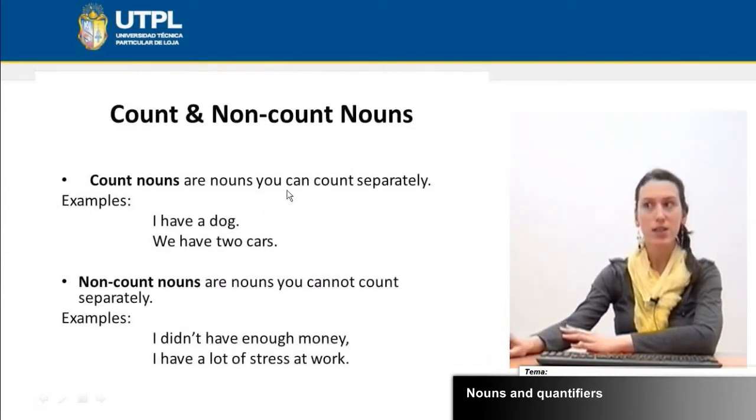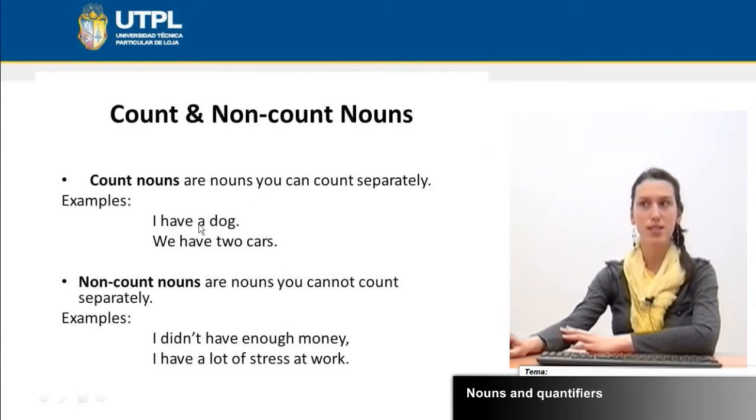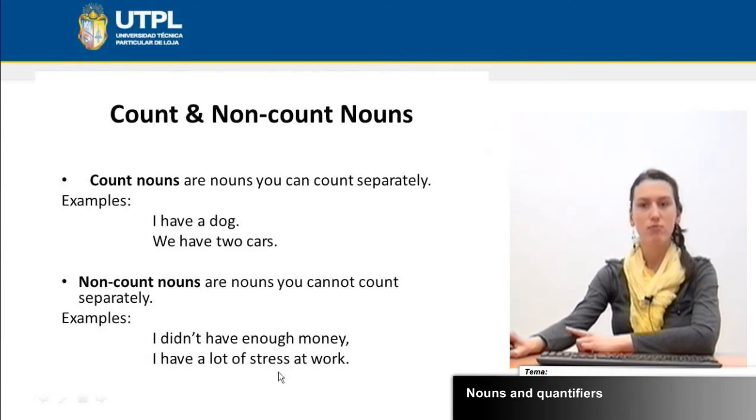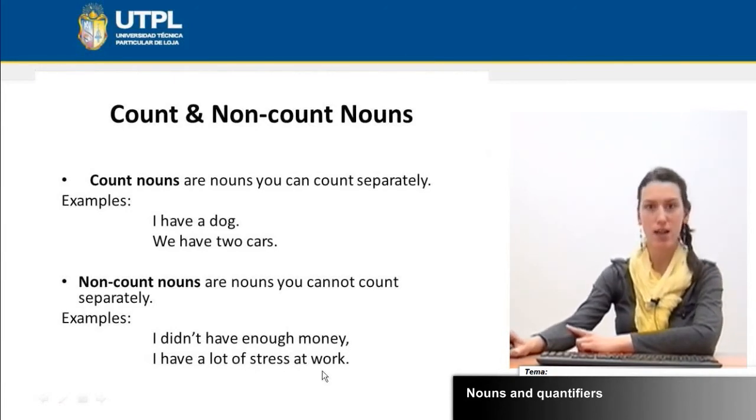Now, count nouns are nouns you can count separately. For example, I have a dog. I have one dog. We have two cars. Non-count nouns are nouns you cannot count separately. For example, I didn't have enough money. I have a lot of stress at work. I cannot count stress. Okay? I can count problems, so I can say I have two problems, but I cannot say I have two stresses.